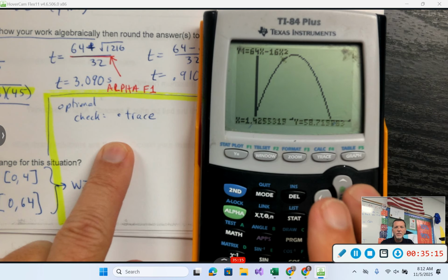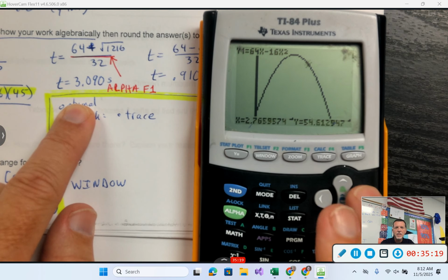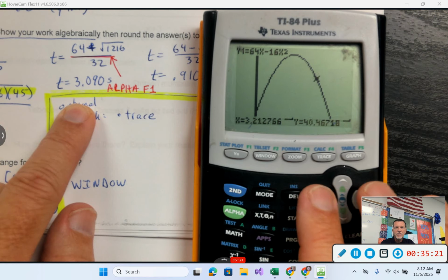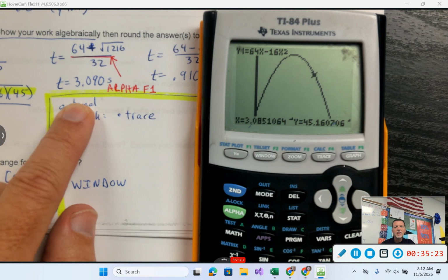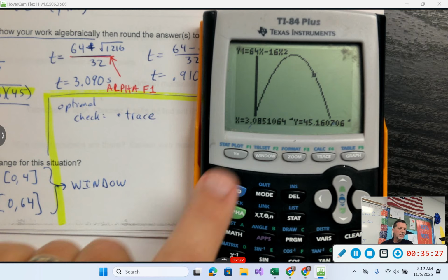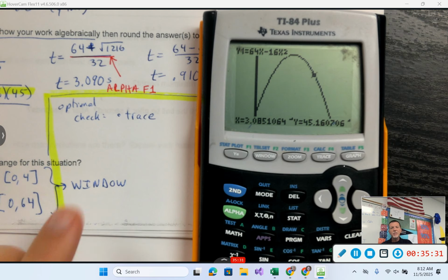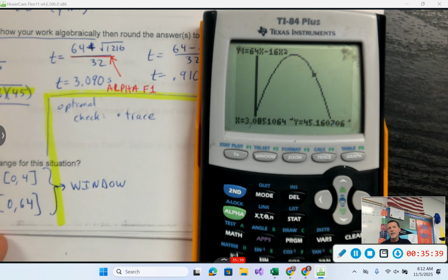Let's go check the other one. It's supposed to be around 3.09. Let's see how close we can get to 45 on the other side. 45.16. It's close. Time 3.08. That's close to 3.09. So again, trace is nice, but it's only for checking. It's not going to give you the answer. It's going to help you feel good about your answer.